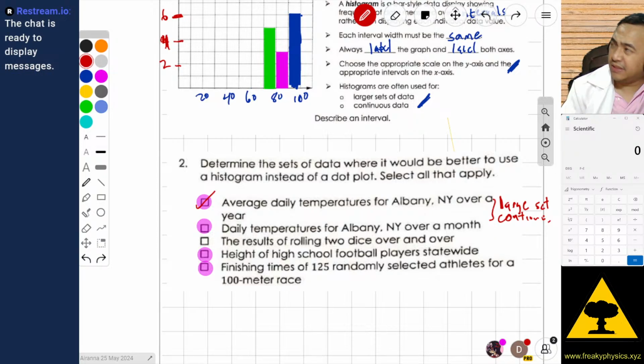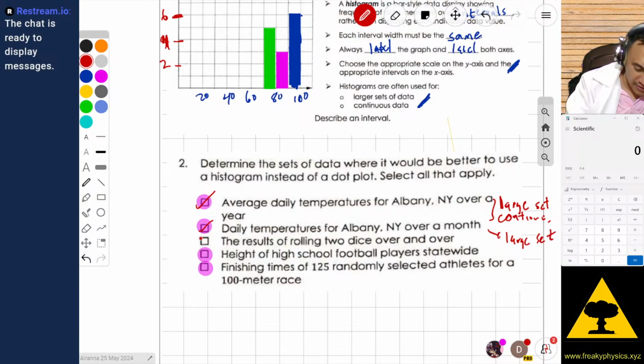30 is arguably a lot or not so much, depending on how you look at it. We could argue that this is a large set. So this is okay, and this is also okay. This one, definitely, no: the results of rolling two dice over and over.